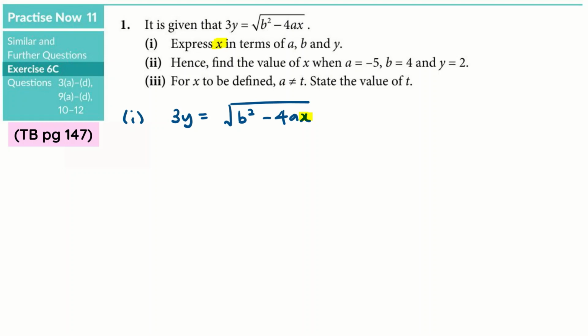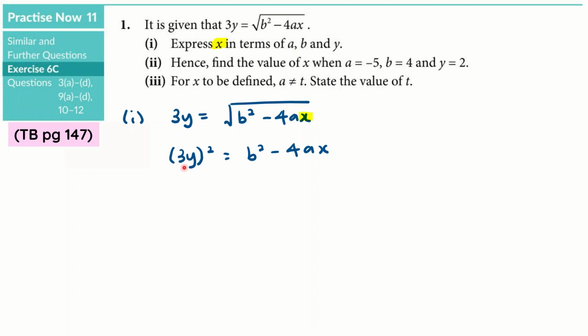So what is actually the opposite of square root? I hope you're aware that it is square. So we need to square the left-hand side. And to square the left-hand side, I'm referring to squaring the entire 3y, all of 3y. Everything on the left-hand side of the equal sign will have to undergo the square. Hence, I put brackets around 3y, and then I square it to be equal to b squared minus 4ax.